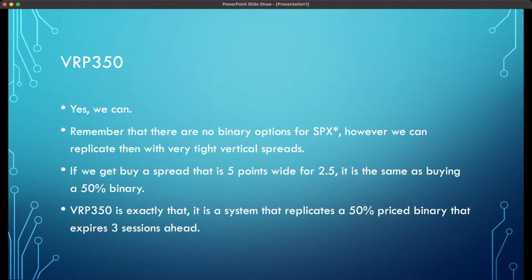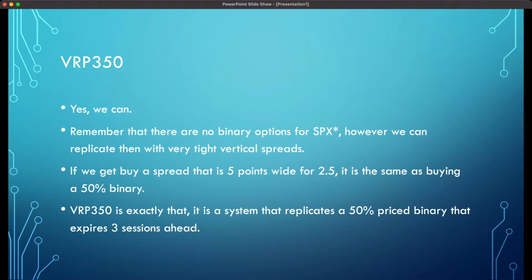If the spread ends out of the money, we lose $2.50. But if the spread ends in the money, we make $2.50. So it's exactly like a 50% binary. Of course, it's not a perfect replication, because what happens if it ends right in the middle of the strikes? But let's ignore that for now, and assume that it's either out of the money or in the money. So the VRP350 system is basically that. It's called VRP350 because it's replicating a 50% priced binary, and the binary expires 3 sessions ahead. So for instance, if we do a trade today, the trade will expire on Wednesday. So we are doing a system that expires 3 sessions ahead.